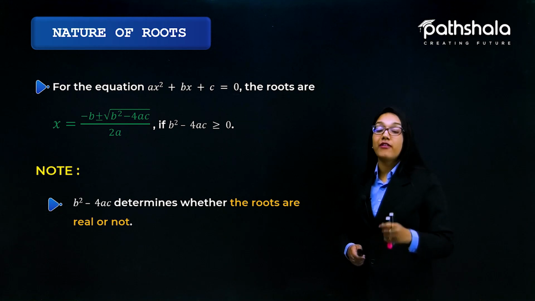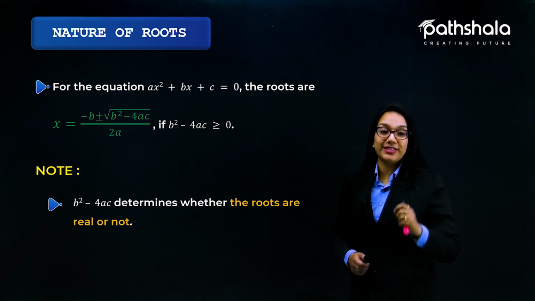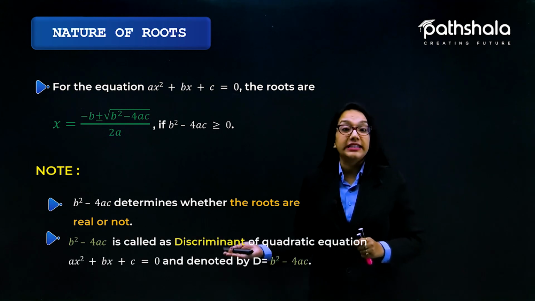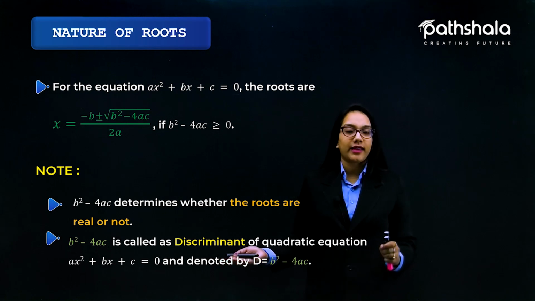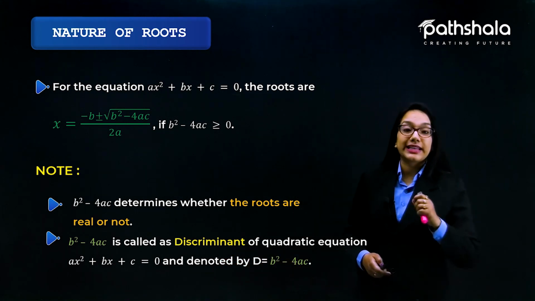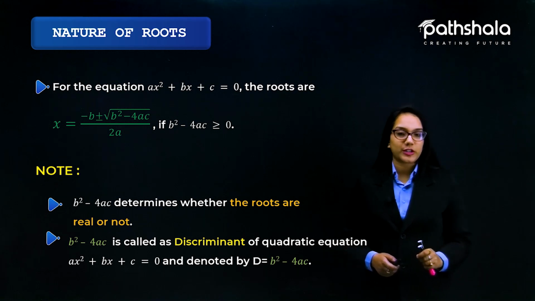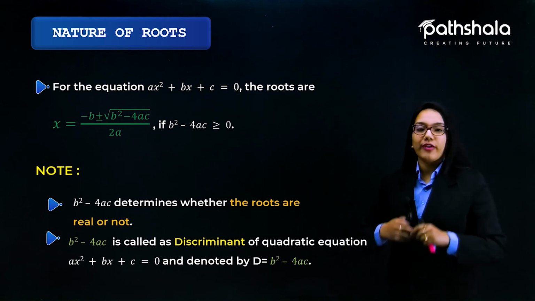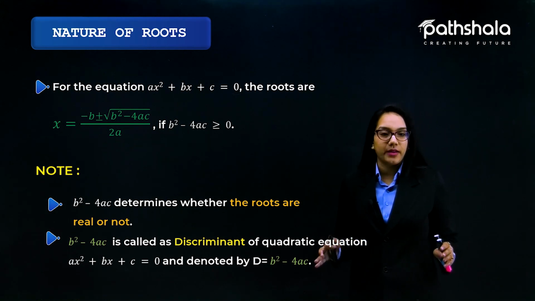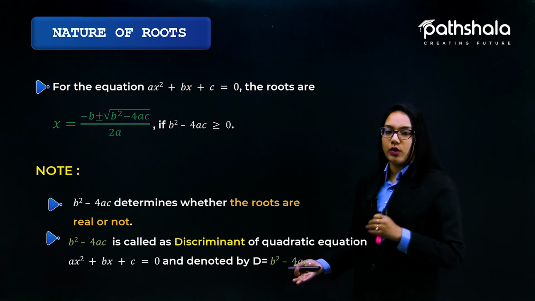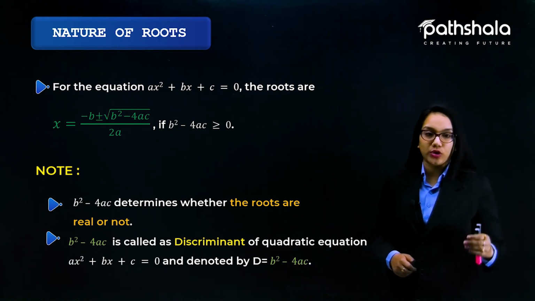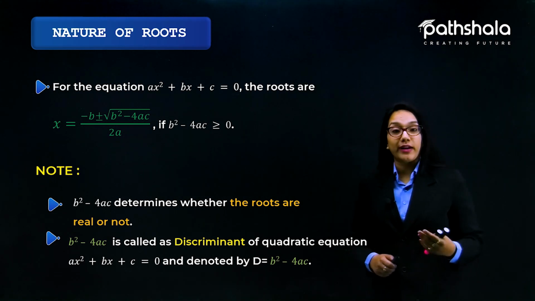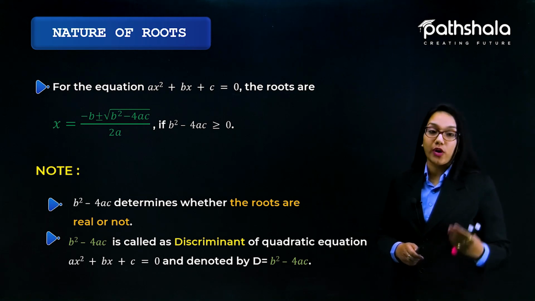Furthermore, we have a special name for b square minus 4ac. It is called the discriminant of the quadratic equation ax square plus bx plus c is equal to 0, and we denote it by capital D. So wherever we have a capital D, it is b square minus 4ac. Depending upon this capital D, we will now find out the nature of the roots of a quadratic equation.